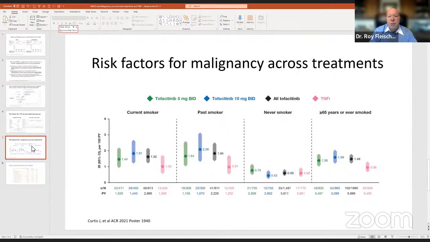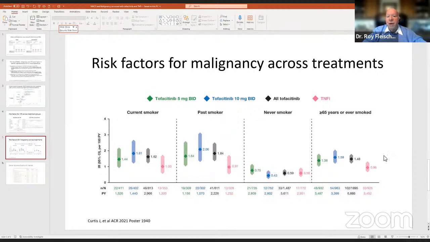Right. Yeah. So here's malignancy, and that's the one that Jeff talks about, because this actually, the confidence interval was just to the right of 1, right? But if you take a look at a current smoker, it occurred numerically more with the TOFA 5, but with the TNF, which is in the pink, you can see that even in the smokers, you had more malignancy. Why would you expect that you wouldn't have more malignancy in a smoker? I don't know why. And those confidence intervals crossed. Past smokers, the same, but never a smoker, it's lower.